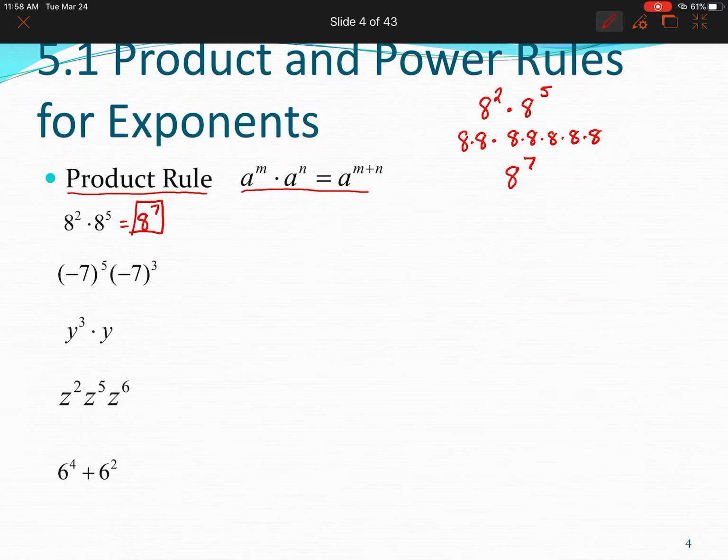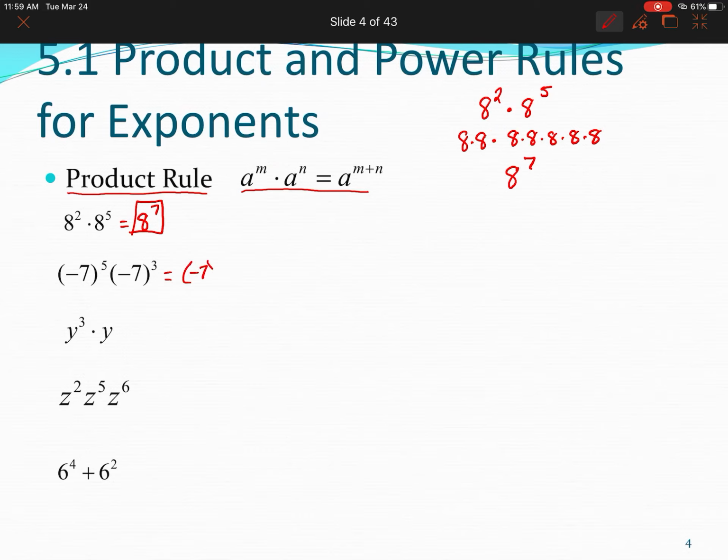Okay, so be careful here, because I see a lot of people that want to try to multiply because they see the multiplication symbol and they think, oh, I need to put those 8s together. No, no, no, no, no. If we have the same base and we're multiplying, you keep the base. Don't change it. Keep it as 8 and add exponents.